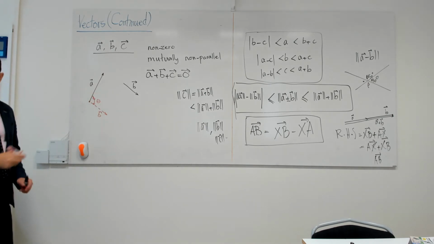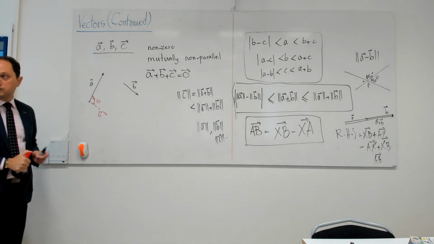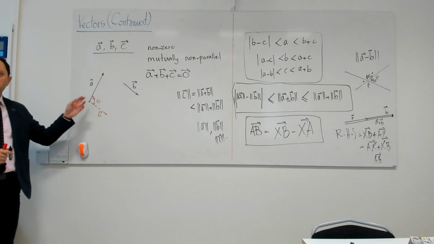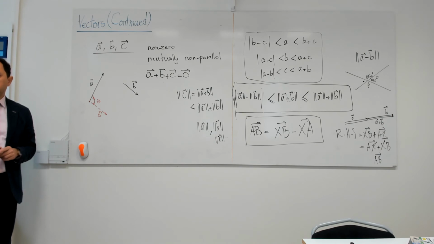I have to measure this angle. This angle, by definition, is called the angle between two vectors. Yes? Now, if I want to test your understanding, what is the minimum possible value for the angle between two vectors? 90. The minimum possible.